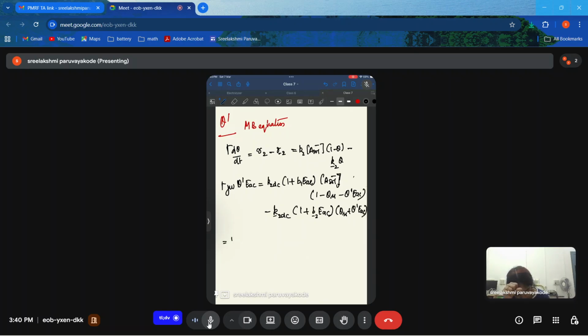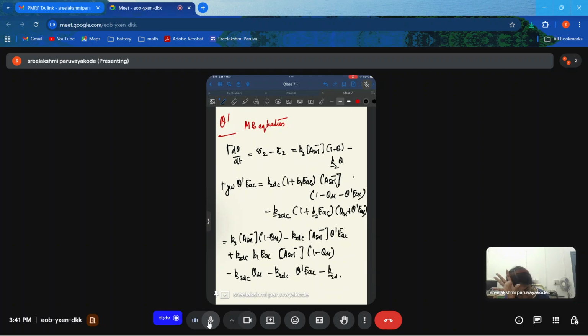Now if I solve it, I'll get K2 A solution, 1 minus theta SS, minus K2 DC A solution theta dash EAC, plus K2 DC B1 EAC A solution, 1 minus theta SS. From the last term, the EAC square, it won't be there, so I'm not writing it. Then minus K minus 2 DC theta SS, minus K minus 2 DC theta dash EAC, minus K minus 2 DC B minus 2 EAC theta SS.